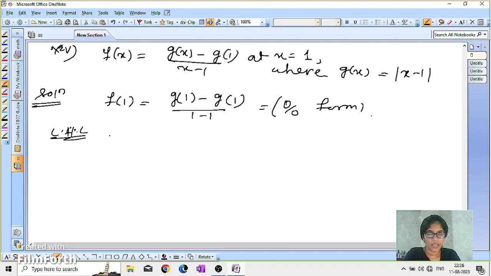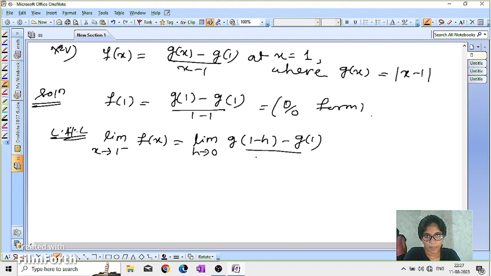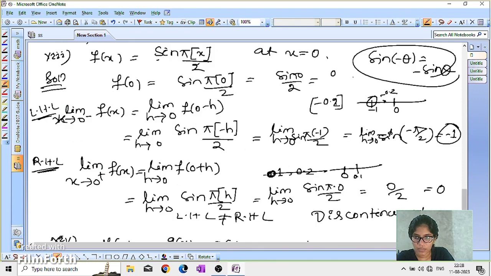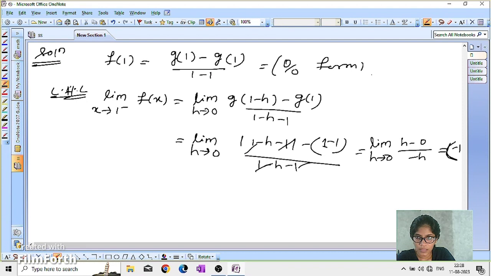So we check the left hand limit. Limit x tends to 1 minus f of x is equal to limit h tends to 0 modulus of g of 1 minus h minus g of 1 divided by 1 minus h minus 1, which equals limit h tends to 0 modulus of minus h by minus h. The value becomes minus 1.